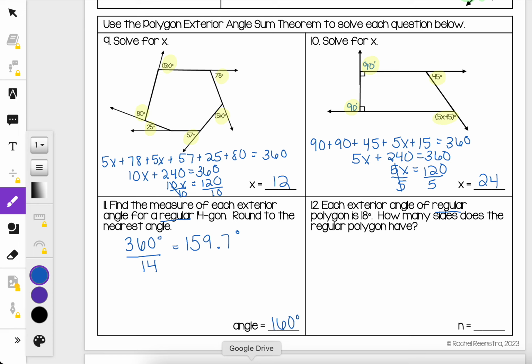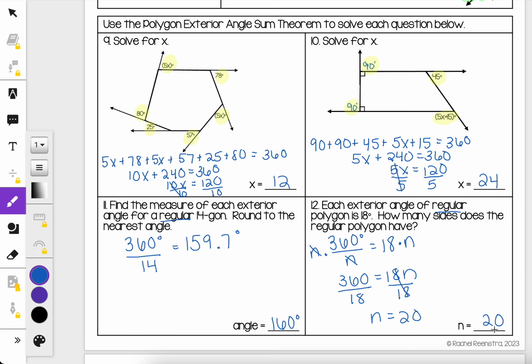And finally, number 12 says each exterior angle of a regular polygon is 18 degrees. How many sides does the regular polygon have? So 360 degrees, that's our total, divided by n, some number of sides, is going to equal 18 degrees. I can solve, again, by multiplying both sides by n, because that's in our denominator. So 360 equals 18n, divide both sides by 18, and n equals 20. And that's our final answer.